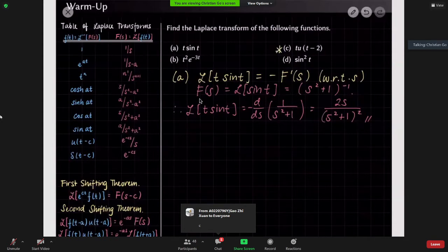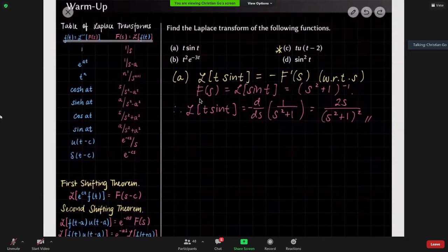Okay, I think D should be easy. Just convert to cosine or use the differentiation rule. This one is also easy, that's just the first shifting theorem. So if you need to check, this is just 2 over (s plus 3) cubed. It was originally 2 over s cubed, and then you shift your s to s plus 3. So it's 2 over (s plus 3) cubed.